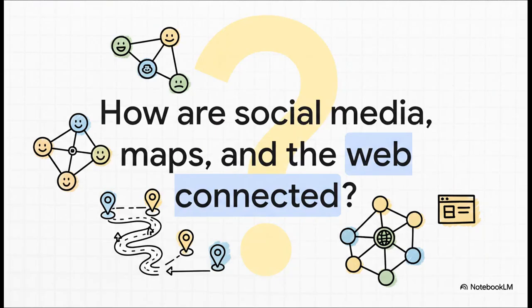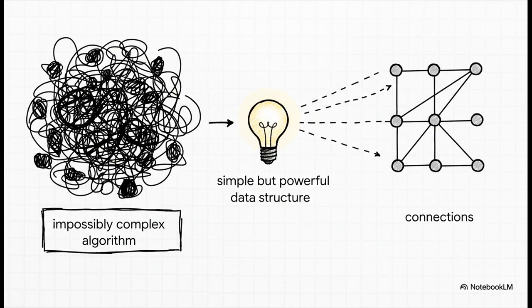Seriously, just take a second. Your friends on social media, the route Google Maps finds for your road trip, the very fabric of the web itself. On the surface, they seem like totally different things, right? But underneath it all, they share this common hidden blueprint. So what is it? So, you might think the answer is some mind-bendingly complex algorithm, but it's not.